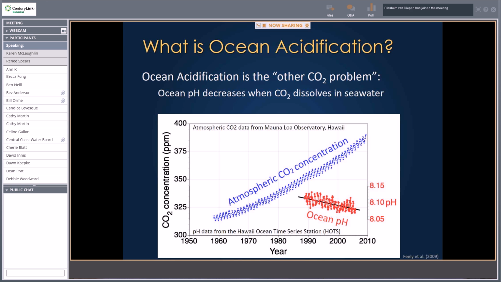Ocean acidification is often called the other CO2 problem. The CO2 story that most people are familiar with is the rise in atmospheric CO2 concentration from the burning of fossil fuels. However, not all of the CO2 that goes into the atmosphere stays there. About 25% of it dissolves in the ocean, causing a decrease in ocean pH.